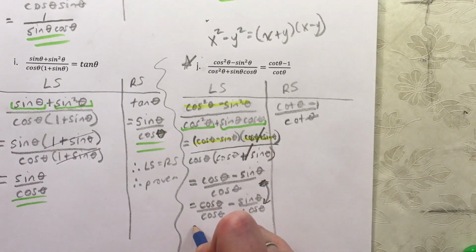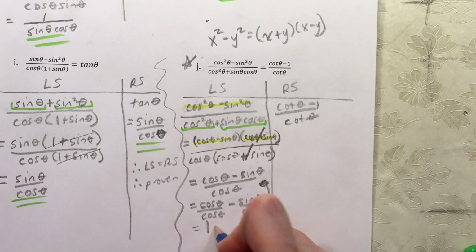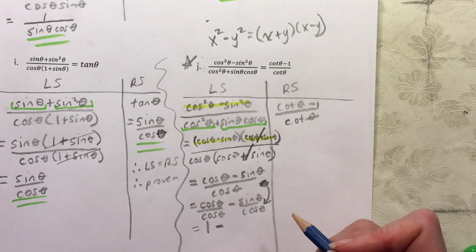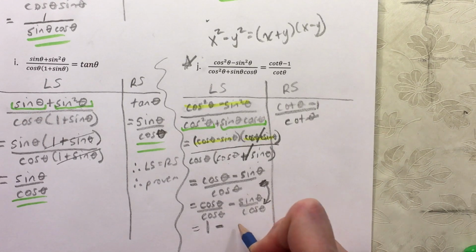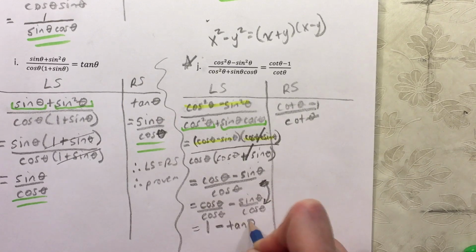So, the reason is because cos theta divided by cos theta is 1, and then minus sine theta over cos theta. We could either leave it as sine theta over cos theta, but we also know that that's tan theta.